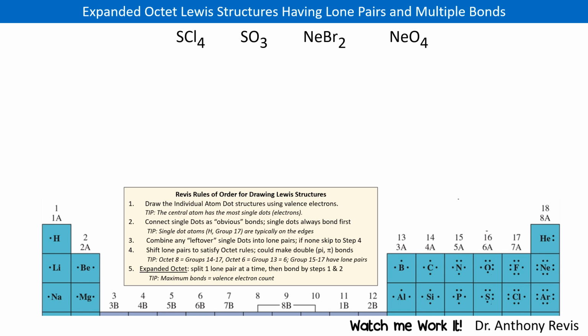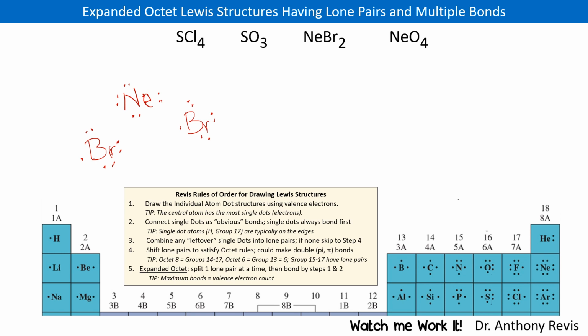NeBr2. So that's neon. That's going to really max out this electron octet, isn't it? So we have 8 here. That should be neon. Let's redraw that. And we have Br2. I'm just going to put 1 Br right here. 1, 2, 3, 4, 5, 6, 7. And I'm just going to put the other one right here, and this is going to be 1, 2, 3, 4, 5, 6, 7.